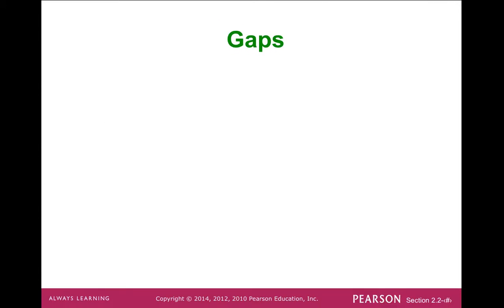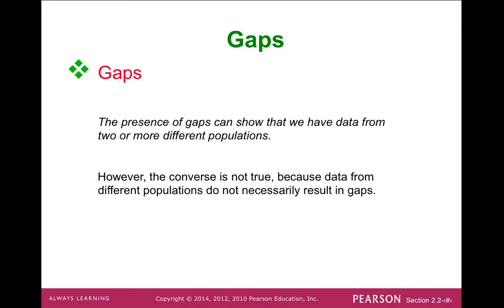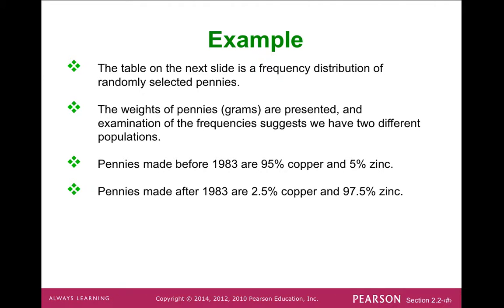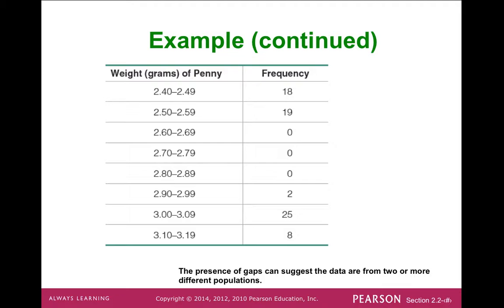Okay, a couple of other things to talk about. Let's talk about what gaps mean. The presence of a gap in your data can show that you have data from two or more different populations. I don't want to spend a ton of time on gaps, but I want to give you a good example that illustrates it well. On the next slide, and here I'll show it to you, is a frequency table of pennies, and pennies were weighed.